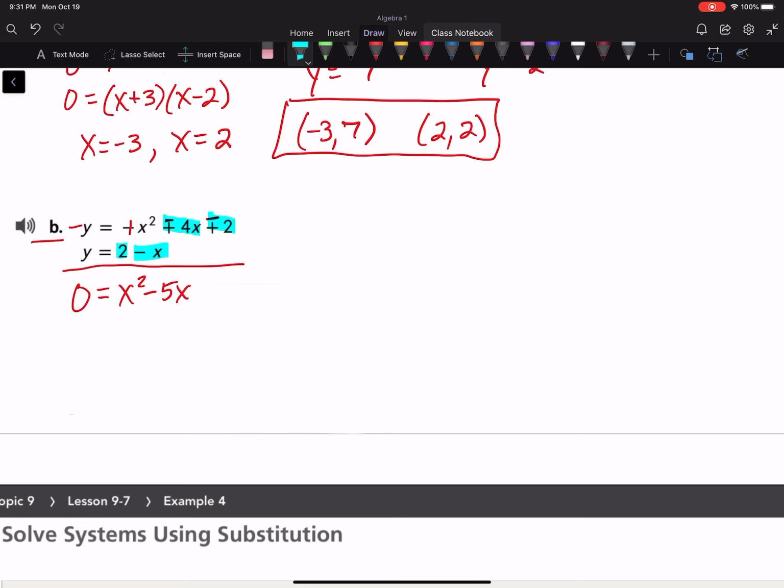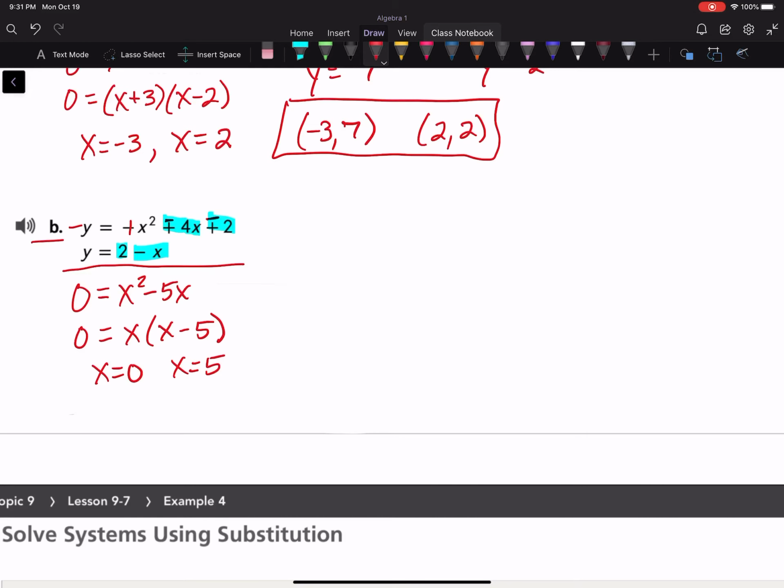And then we have -2 and +2 make 0. So we're just left with x squared minus 5x. And so I'm going to factor again. They have an x in common, so factor that out. And so you set both of those equal to 0. So we're going to have x equals 0 and x equals 5.